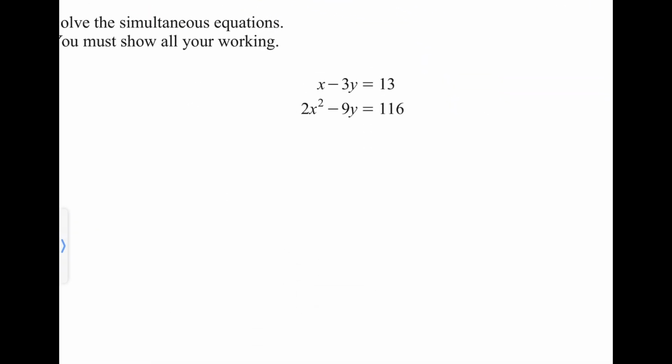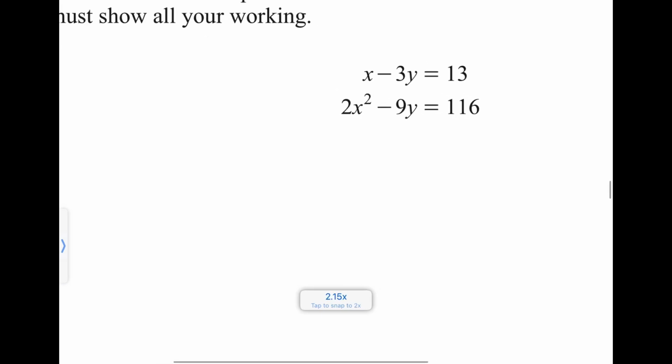I hope this question is clear. Next question is about simultaneous equations. You must show all of your working.